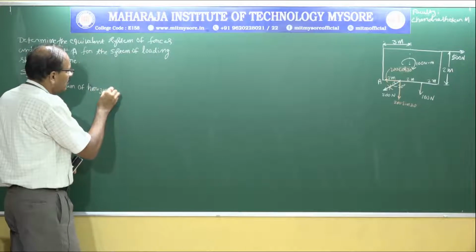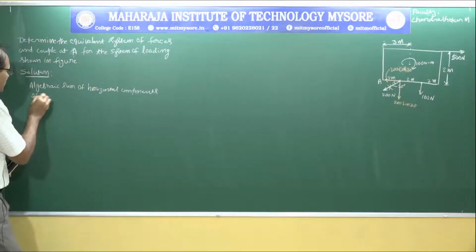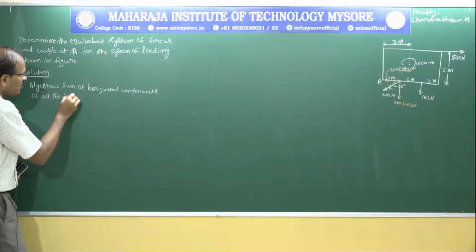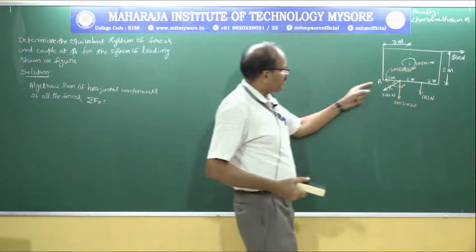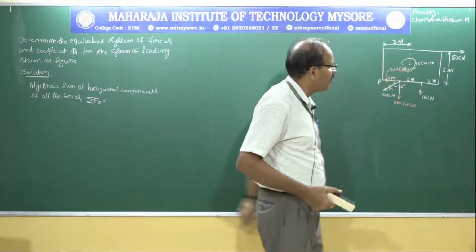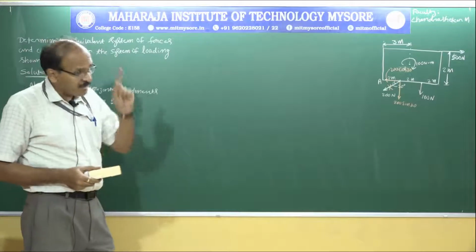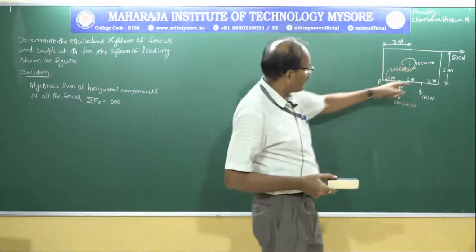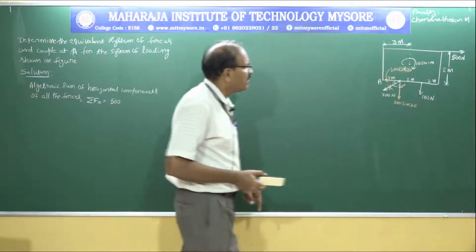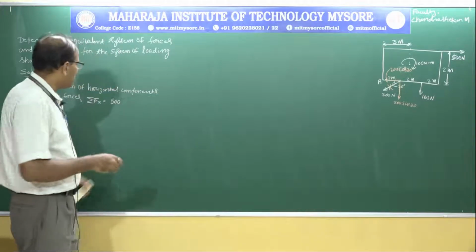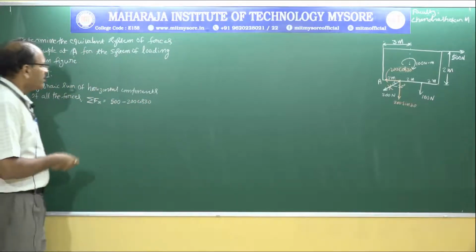Therefore, algebraic sum of horizontal components of all the forces is sigma Fx. So let us start from this point. Let us go this way. There is a horizontal force of magnitude 500 Newton. That is 500, so it is plus sign because it is acting towards right. Next, if I come this way, no force, this is vertical force. If I come here, there is a horizontal component, that is 200 cos 30, which is acting to the left. So left means it is minus 200 cos 30.